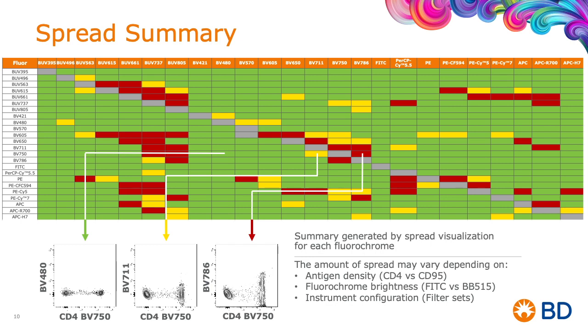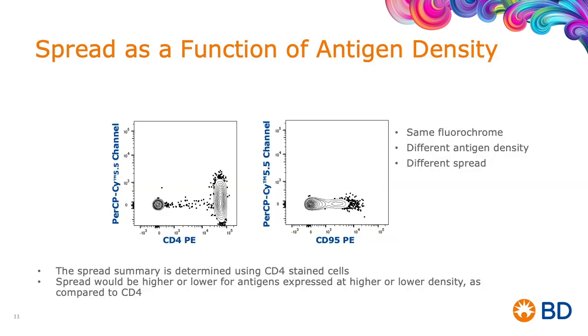For the interest of this presentation, though, I would like to give an example of the function of antigen density into spread. This is a simple experiment where we stain our cells with CD4 PE or CD95 PE, and we're looking at the spread into the PerCP 5.5 channel. We're using exactly the same fluorochrome, exactly the same instrument on the same day with the same settings. The only difference here is the antigen. CD4 is highly expressed, CD95 is expressed at low levels.